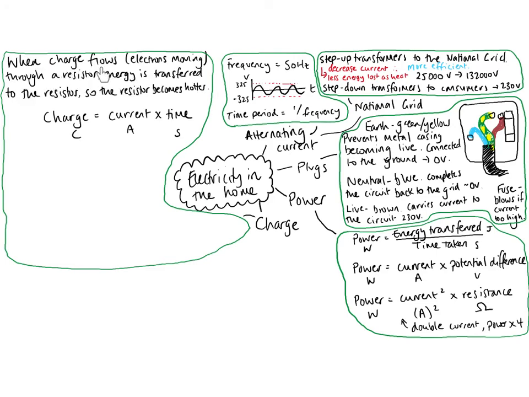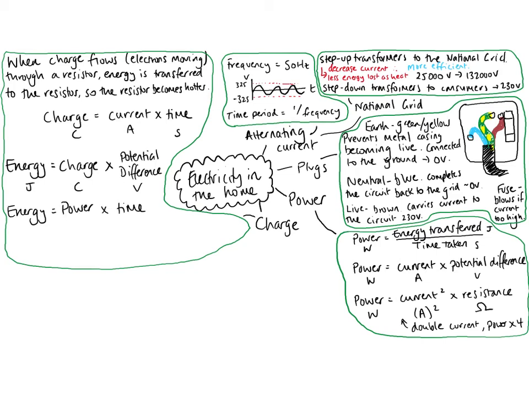When a charge flows, or electrons are moving, through a resistor, energy is transferred to the resistor, and this often will make the resistor become hotter. So then there's an equation that links energy and charge as well. Energy equals charge times potential difference, or often written E equals QV. Energy in joules, charge in coulombs, and potential difference in volts. Next, energy equals power times time. The eagle-eyed amongst you will notice that this is the equation from earlier that's been rearranged into energy equals.